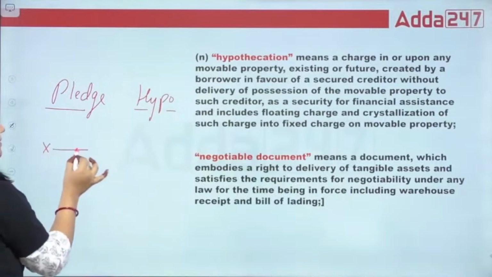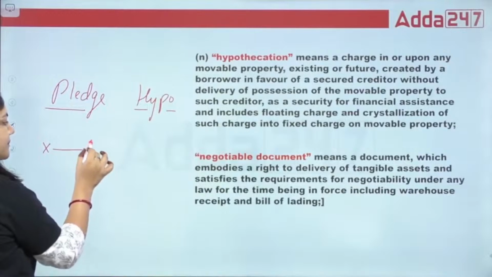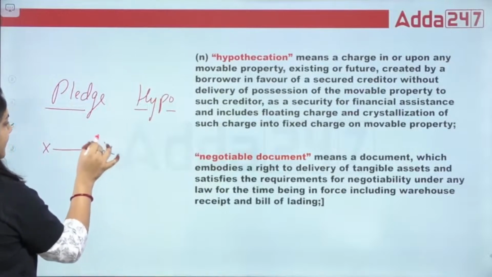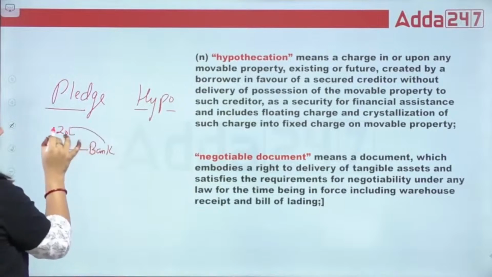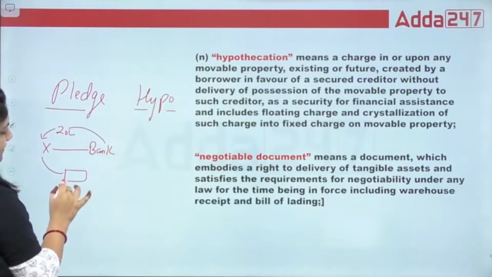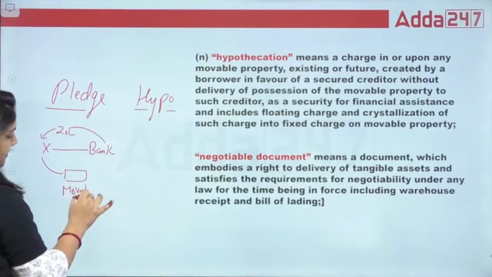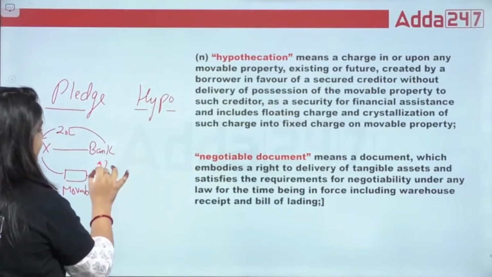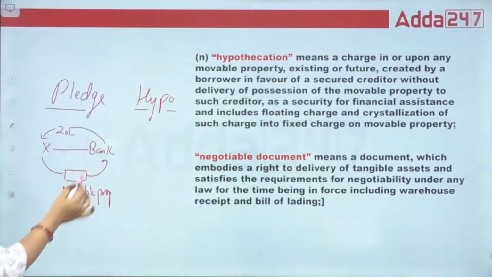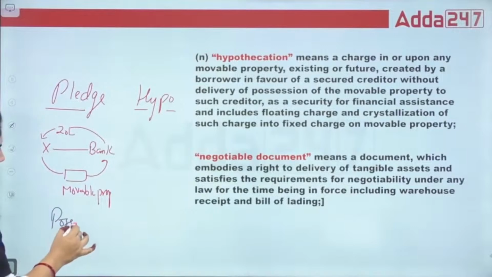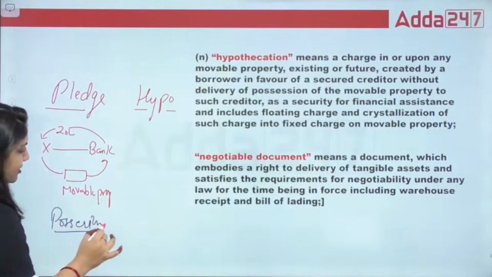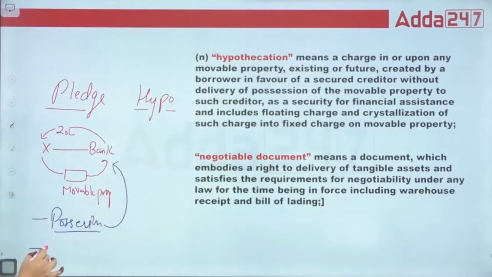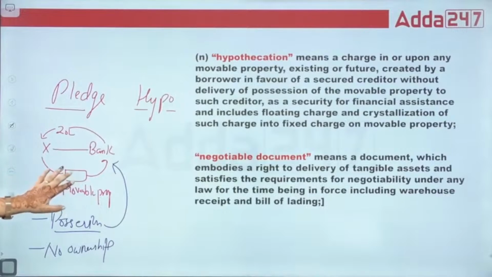In a pledge, X person is there, and this is the bank. Suppose the bank gives 20 lakh rupees to X, and X gives movable property as security. Under the pledge, the X person has given the possession to the bank. No ownership is transferred. This is your pledge. And the property which is given as security must be movable.